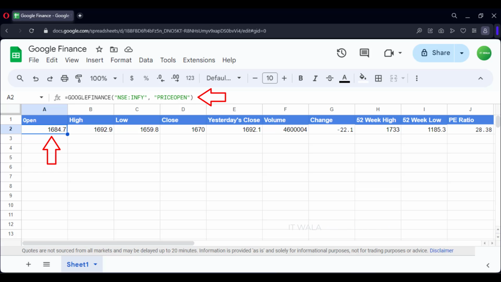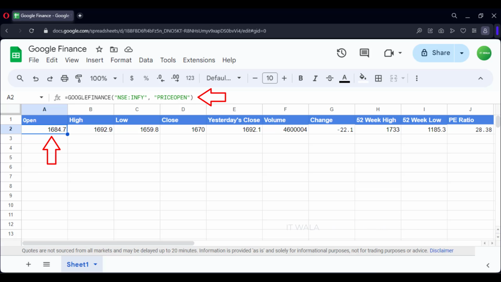I'm trying to get Infosys company's data from the National Stock Exchange of India. That's why I have written the stock name as NSE:INFY. INFY is the symbol name of Infosys company. Make sure you always specify the exchange name, otherwise sometimes the Google Finance function may not fetch the data.